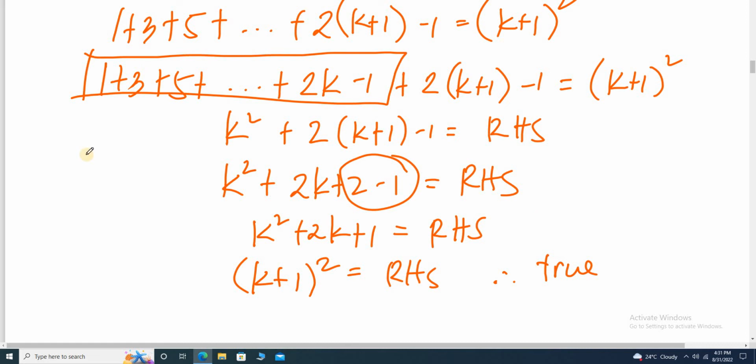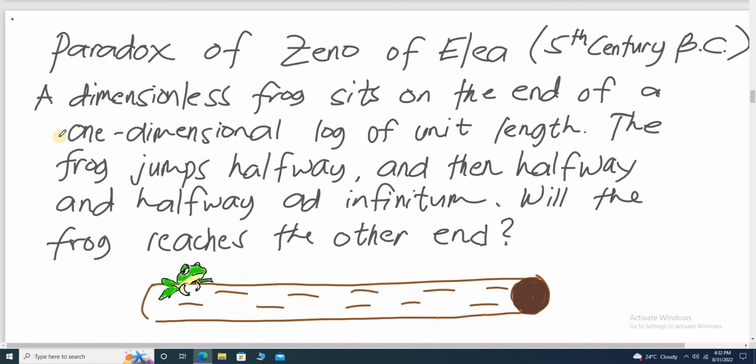We now proceed to the second example, and this is the paradox of Zeno. So here is the problem. A dimensionless frog sits on the end of a one-dimensional log of unit length. So this is the frog at the end of the log. Now the frog jumps halfway, and then halfway, and then halfway ad infinitum. The question is, will the frog reach the other end?